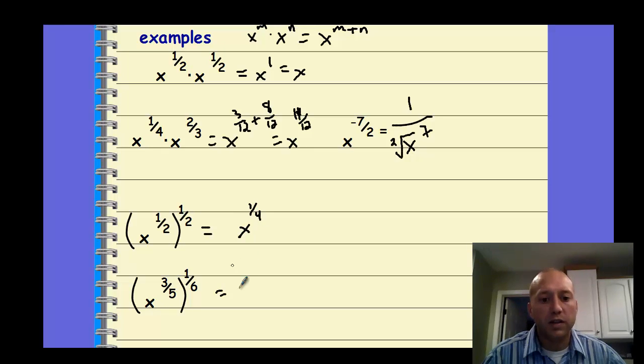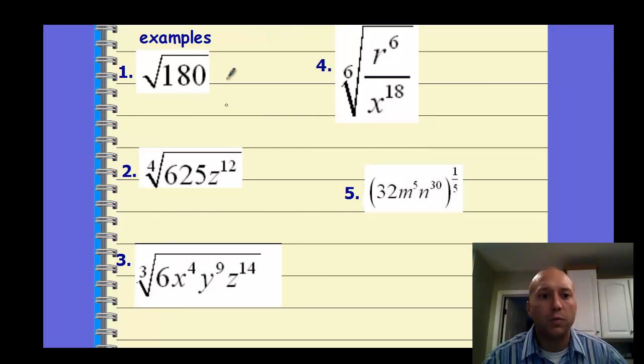And this one here, we multiply these as well. You do not need a common denominator to multiply, so this is going to be 1/10, or x to the 1/10, so it's really the 10th root. So you can see where being good at fractions is going to be useful.